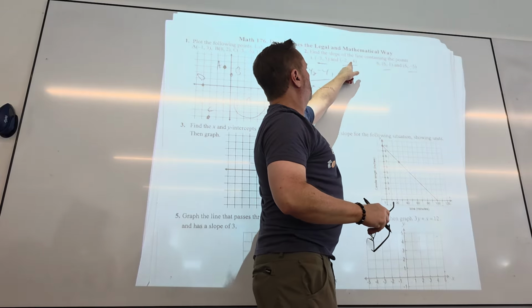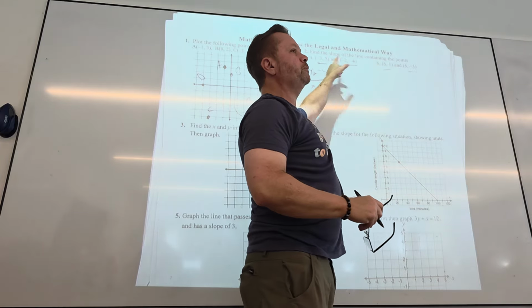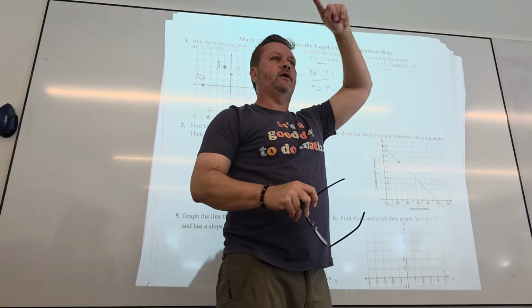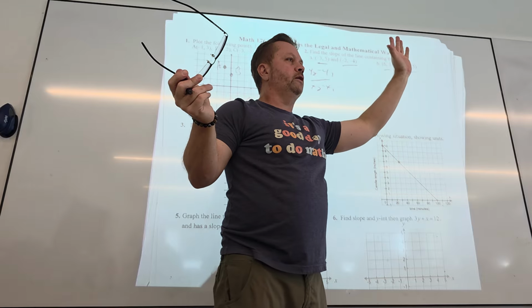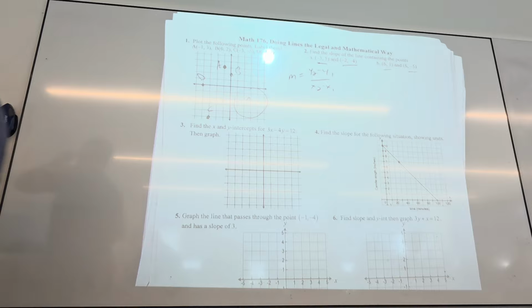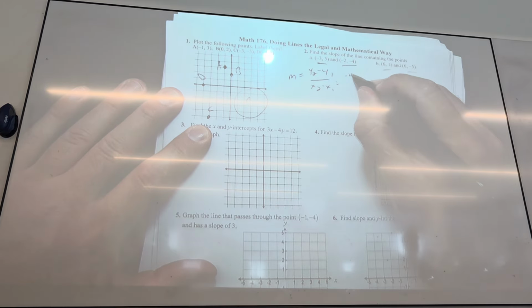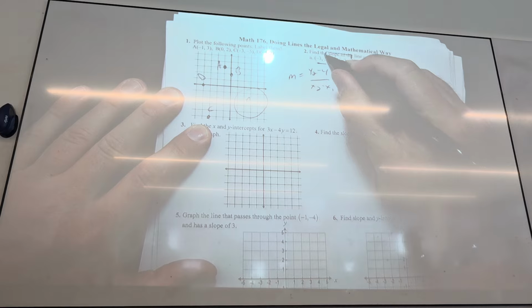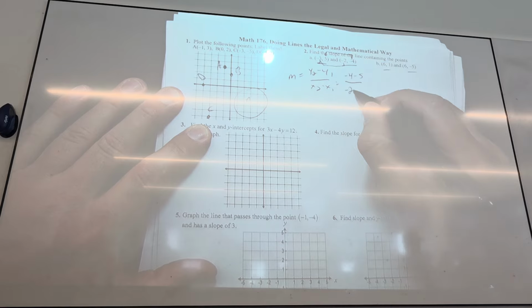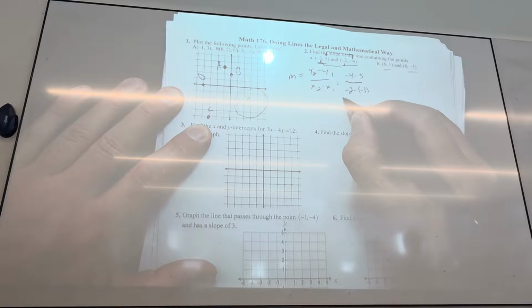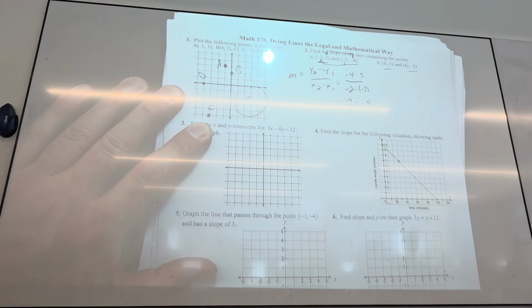So if you call this one 2, the second point, this one the first point, you have to go the same way. I'm going to do it both ways, just to show you. So if I do -4 minus 5, so I went this way. On the bottom, I must do -2 minus -3. And then I'll get -9 over 1. I'll get -9, yes? Is that cool?